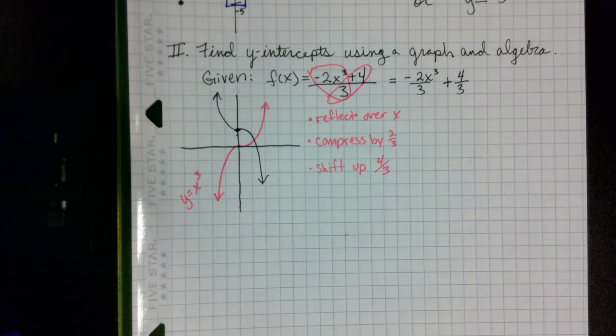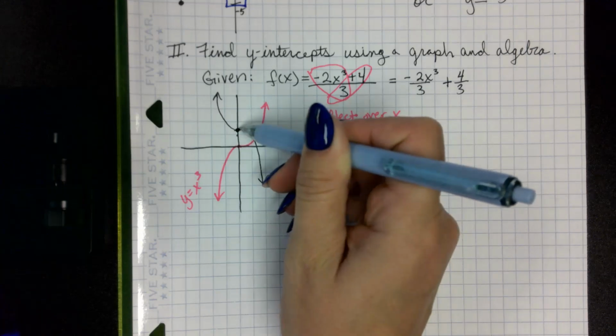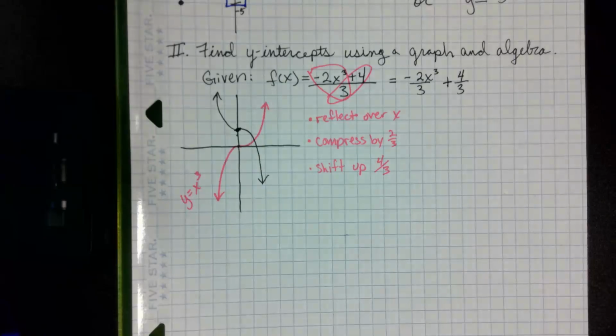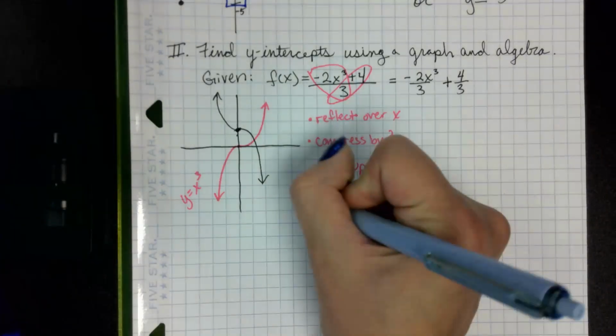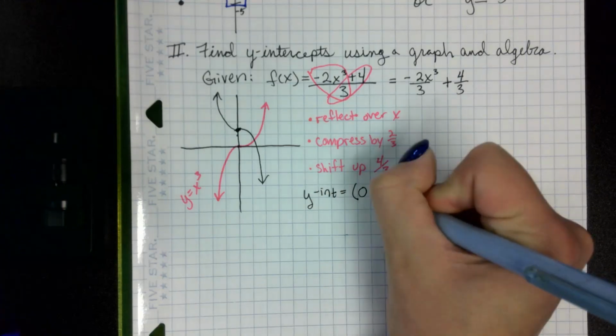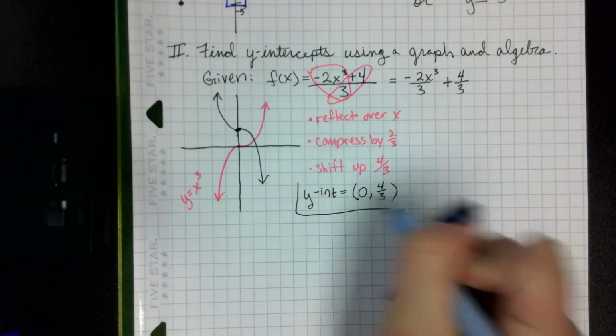And then, now that I've sketched my graph, I'm looking at the instructions again. Find the y-intercepts using a graph. Can you find the y-intercept using the graph? Do we know what it is? We do, right? Because we just shifted from 0, 0 up a distance of 4/3. So that means there's the y-intercept, and it is at the point 0, 4/3. So I found my answer.